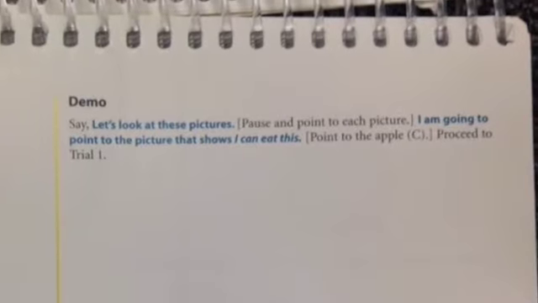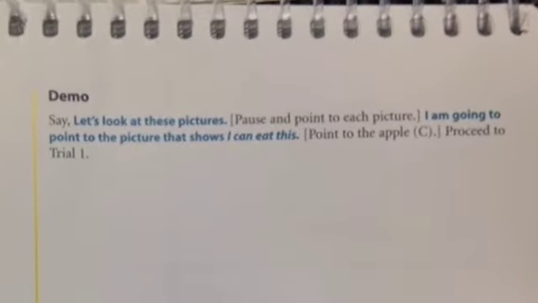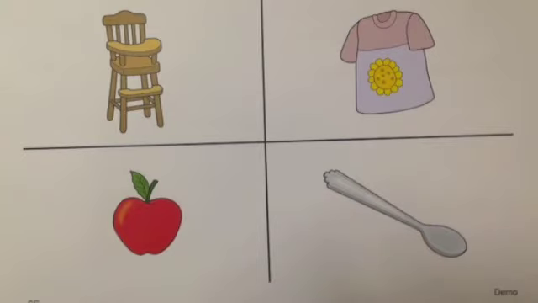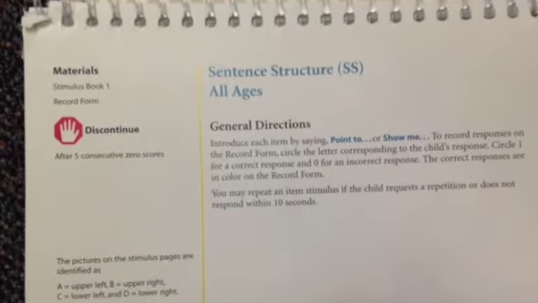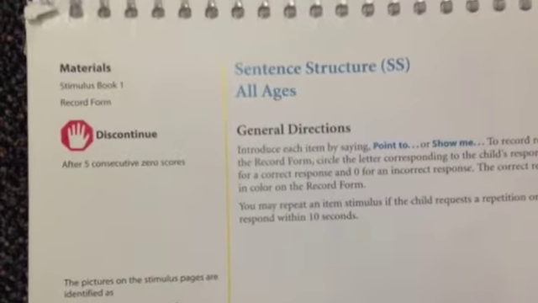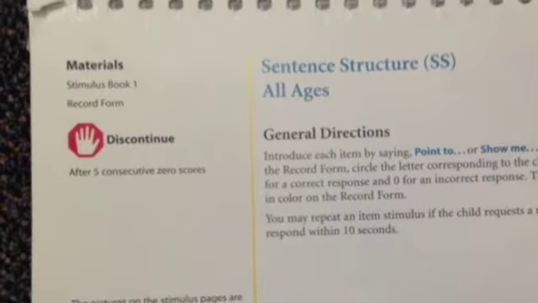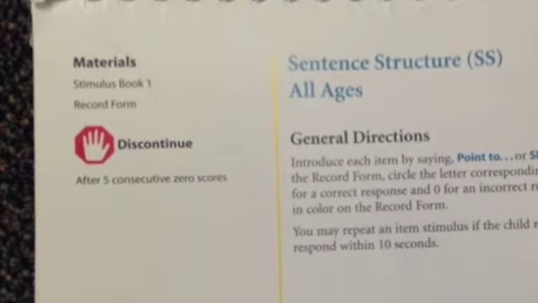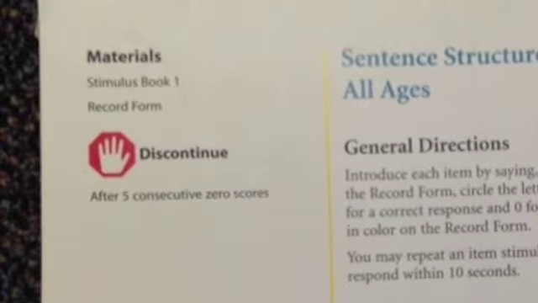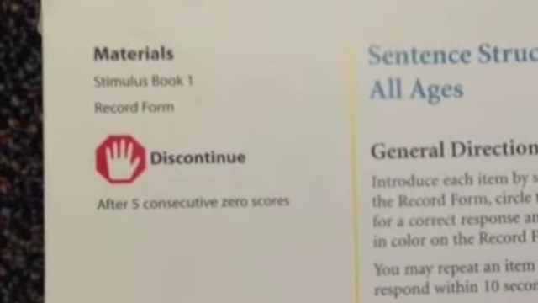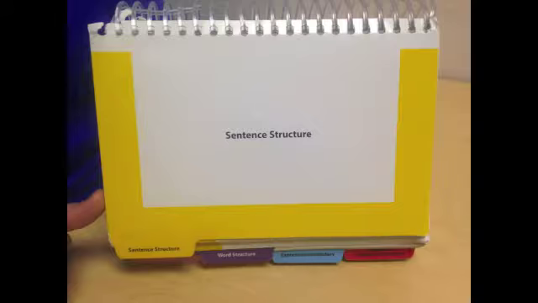The CELF-P2 is unique in that it provides the child with first a demonstration of each task and then 2 trials so they have an opportunity to become familiar with each subtest. In addition, the CELF-P2 has what is referred to as the discontinue rule. This enables the examiner to discontinue a subtest if the child receives a specific number of consecutive 0 scores. This allows for a more time-efficient test administration for both the examiner and the child.